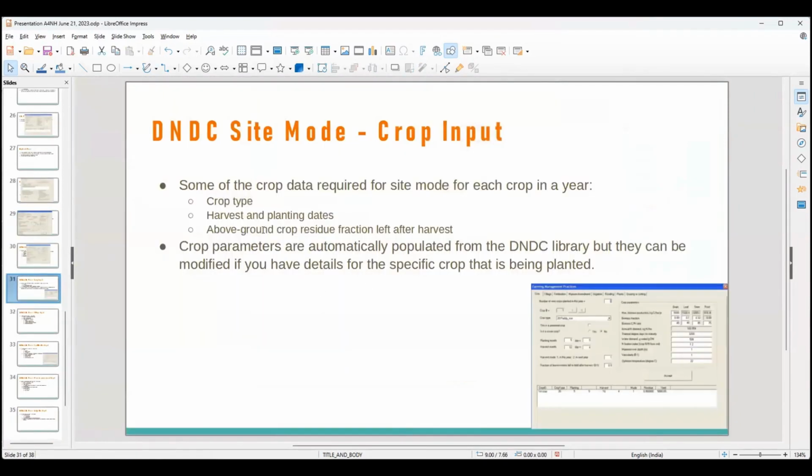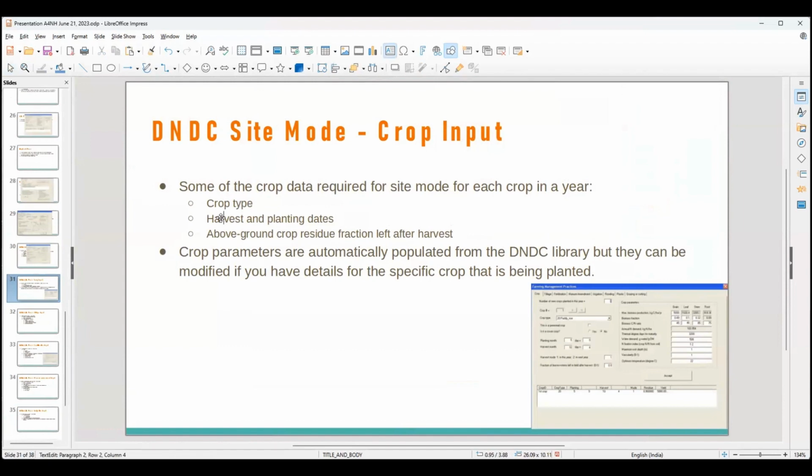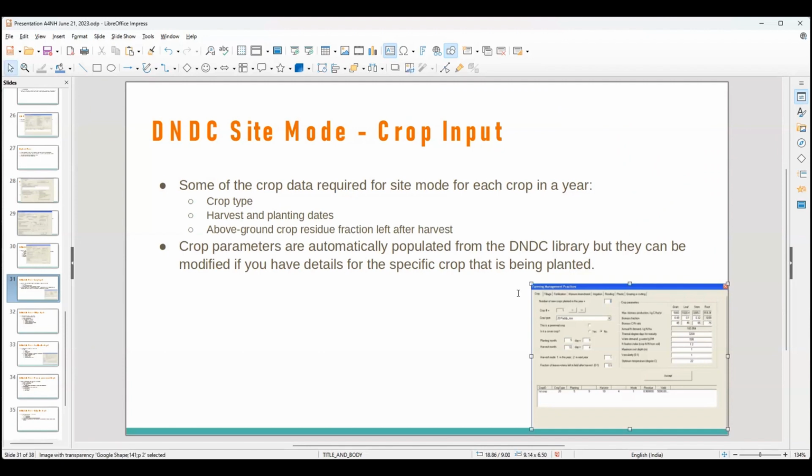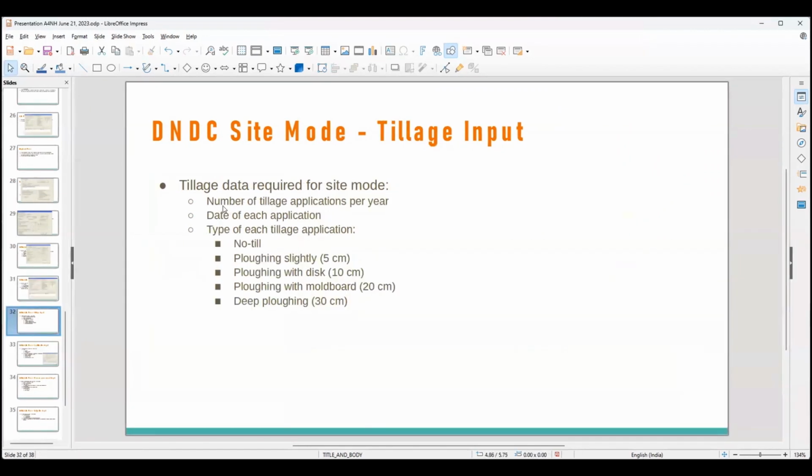Next is crop input. Some of the crop data required for site mode for each crop in a year: crop type, harvest and planting days, above ground crop residue fraction left after harvest. Crop parameters are automatically populated from the DNDC library, but they can be modified if you have the details for a specific crop that is being planted. Next is tillage input. So number of tillage applications per year, date of each application, type of each tillage application. It can be no-till, plowing slightly 5 centimeters, plowing with disc 10 centimeters, plowing with mold board 20 centimeters, deep plowing 30 centimeters. So these are the kind of tillage inputs that are required.